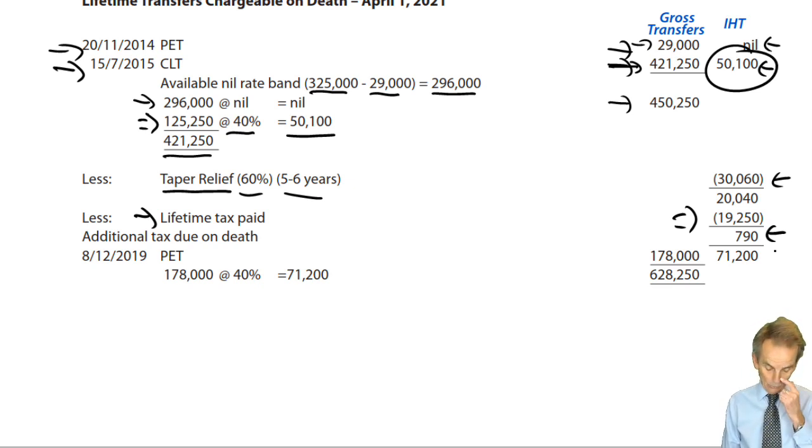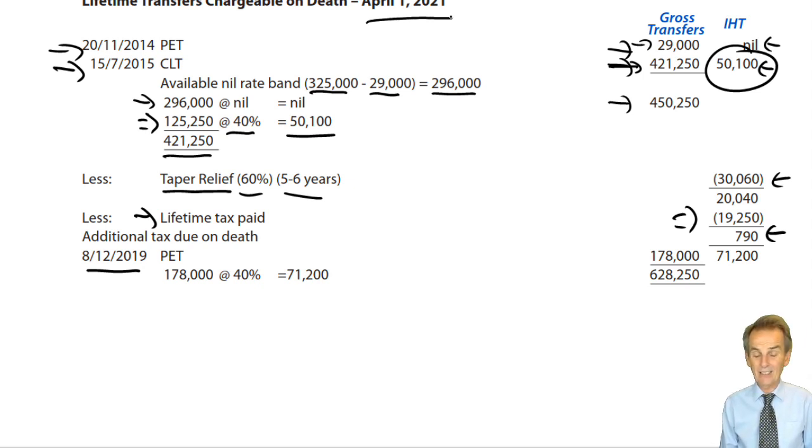One final PET to deal with here, December 19. Now, of course, December 19, with the date of death of April 1st, 2021, that is within 3 years. So here, there'll be no taper relief. It's a PET, so there's no lifetime tax paid.